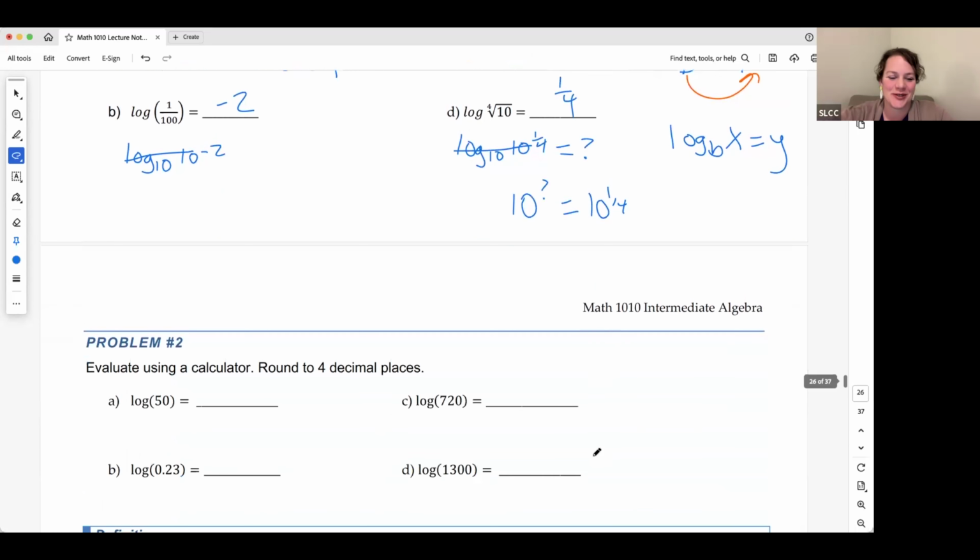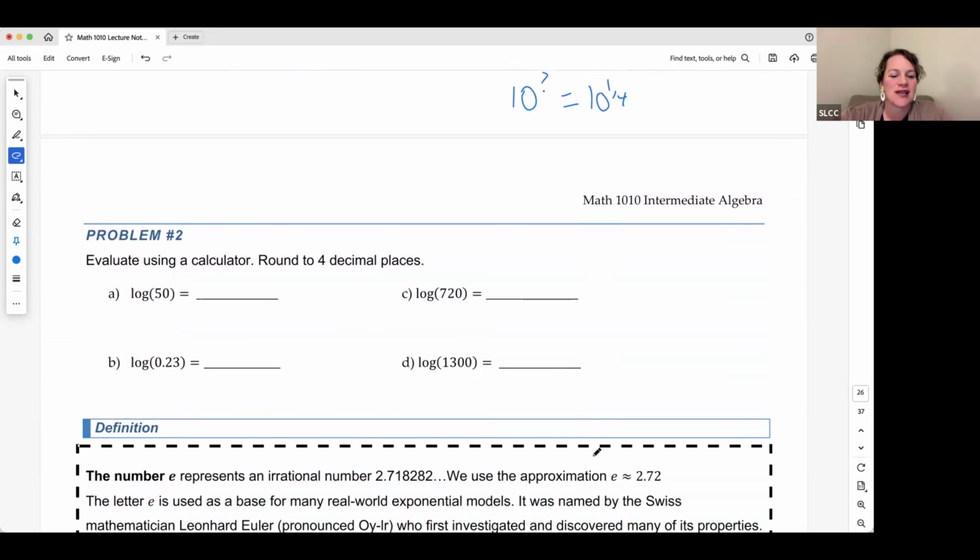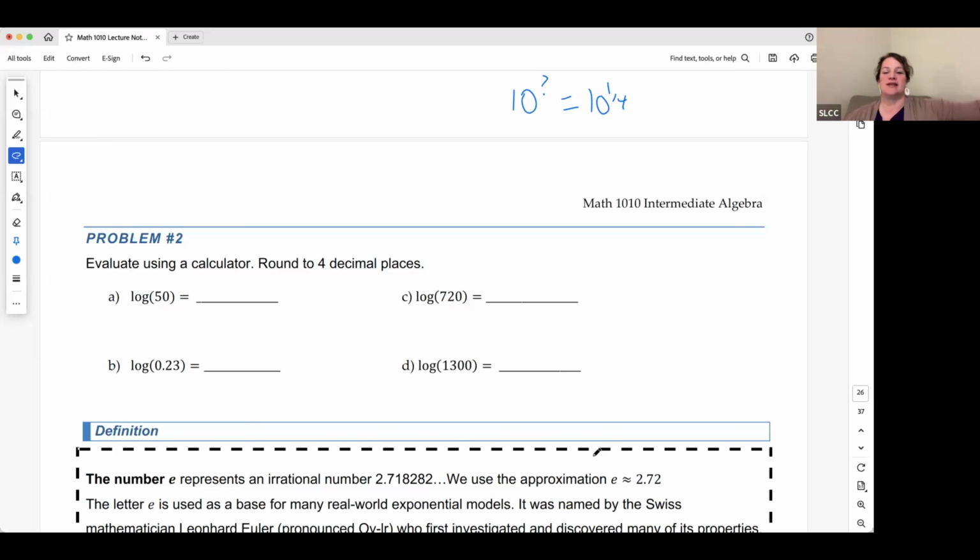Let's try problem number 2. Evaluate using a calculator, round to 4 decimal places. So now is when you get out your calculator and you just want to make sure that you're punching it in properly. A lot of calculators have a different way to do it. So just make sure you're familiar with your calculator. Log 50. So find the log of x. And you know what's so cool? On your calculator, the log of x is usually right underneath 10 to the x because they undo each other. Okay, let's find that. And I can just punch that in.